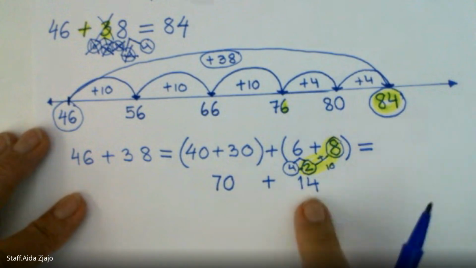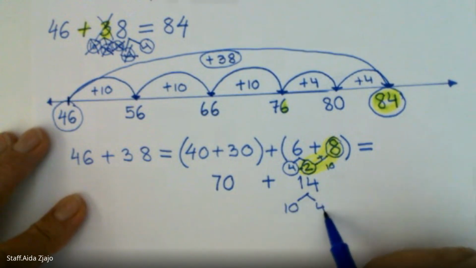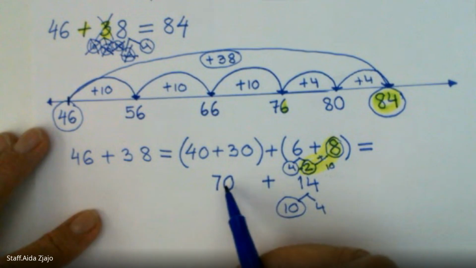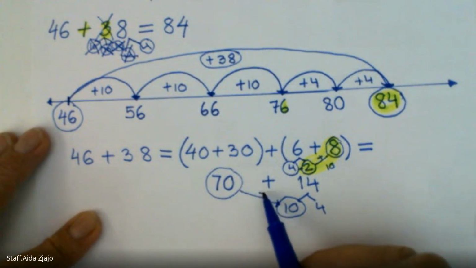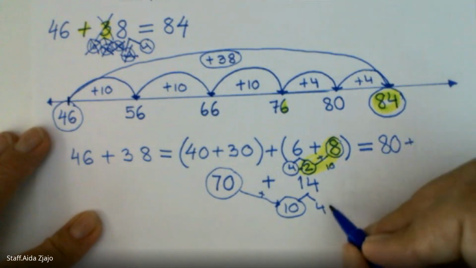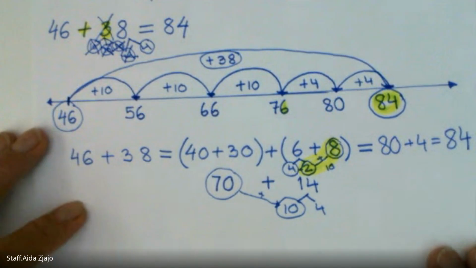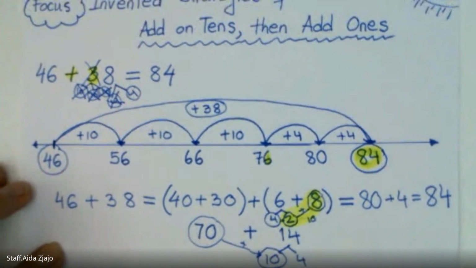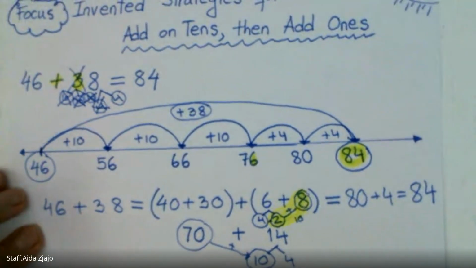I can also decompose 14 into 10 and 4 if I want to. So then I can say 70 and 10. This 70 and 10 will make 80, and then plus 4. Final answer is 84. So that is the invented strategy: add tens, then add ones, for addition. Okay, and it was Mrs. Z.